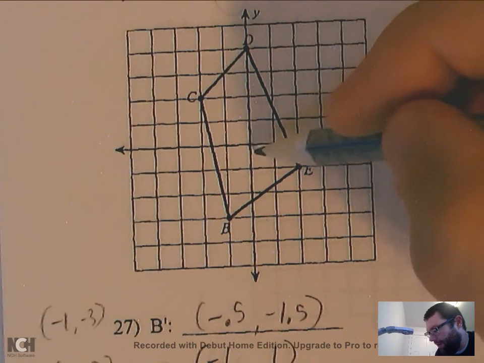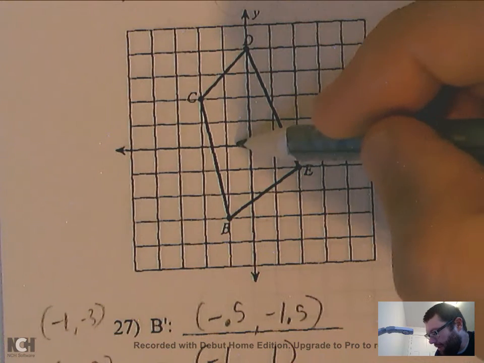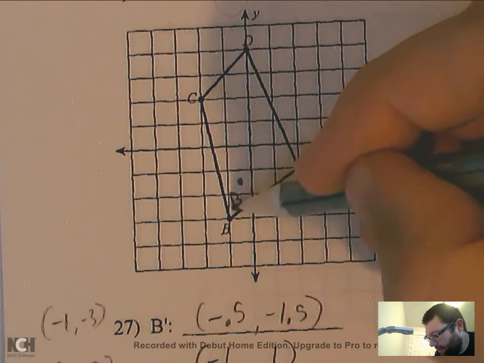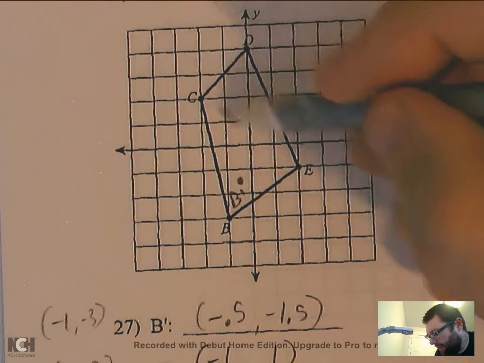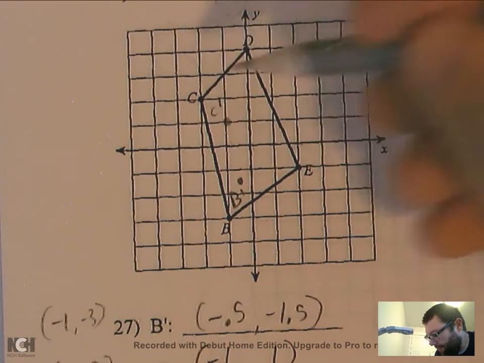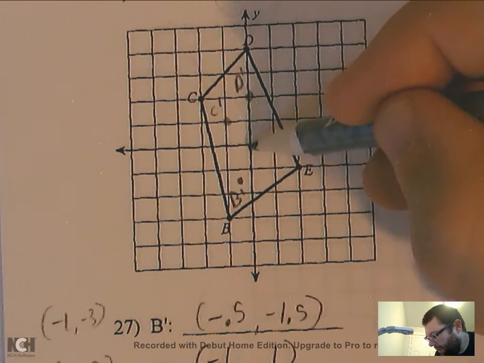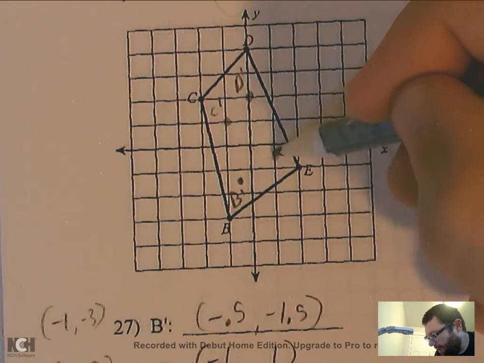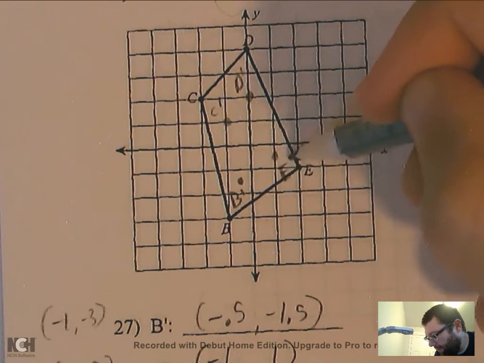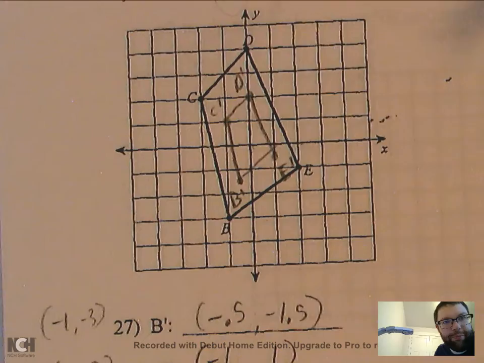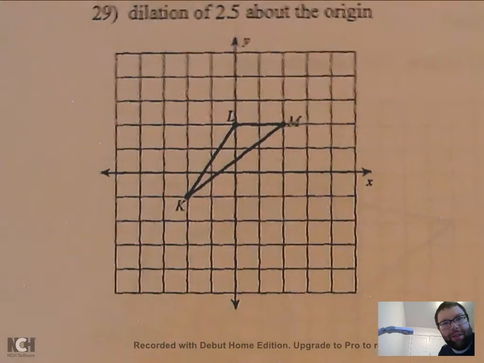So when I graph it, you'll see B is now negative 0.5 and negative 1.5, which is right there. So B prime. C is now negative 1 and 1. So there's C prime. D is now 0, 2. So there's D prime. And E is now 1 and negative 0.5. So there's E prime. And you'll see it is just a smaller version of the same shape. Okay. That's all dilation is. It just grows or shrinks that original shape.